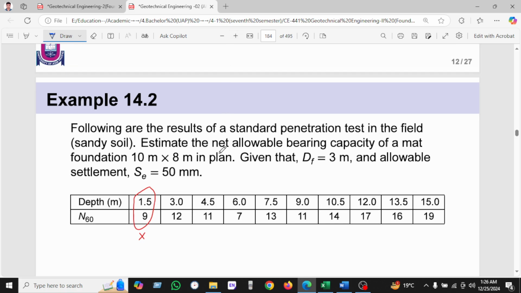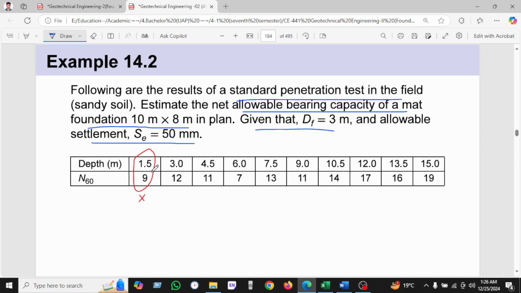This is the example we have seen here. The following are the results of the standard penetration test of the field. Estimate the allowable bearing capacity of a mat foundation, 10 by 8 meter in plan. Depth of footing is 3 meter and allowable settlement is 15 millimeter. So you can see here the first depth is 1.5 and N60 is 9, and when the depth is 3 meter, then N60 is 12, and when the depth is 4.5, then the N60 SPT value is 11, and consequently when depth is 15 meter the N60 found is 19.